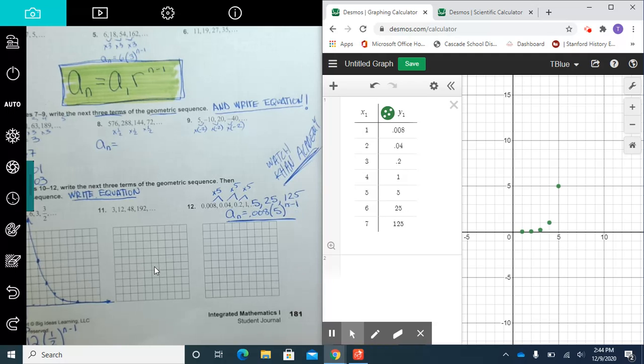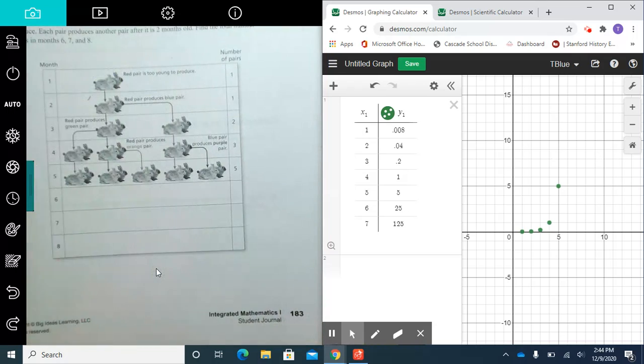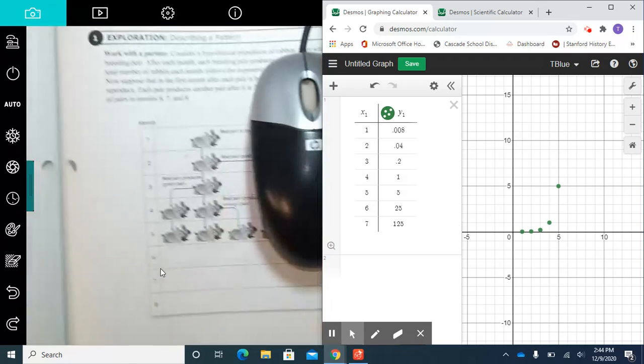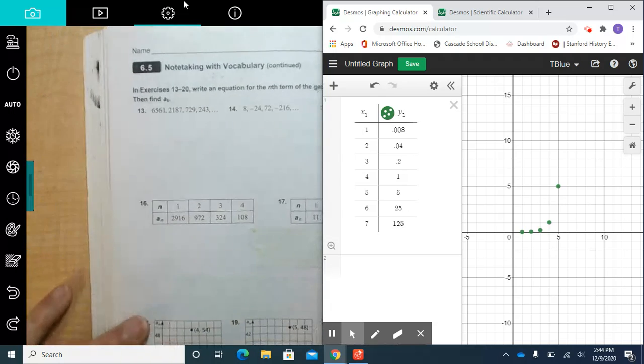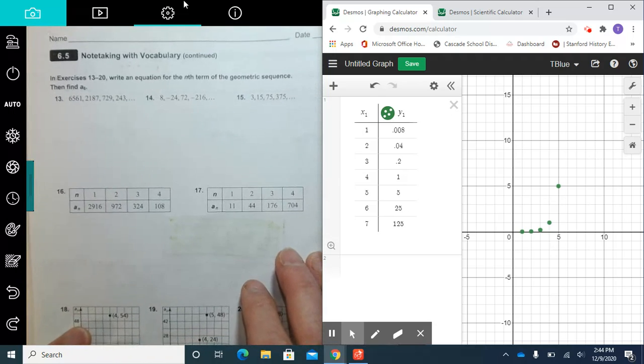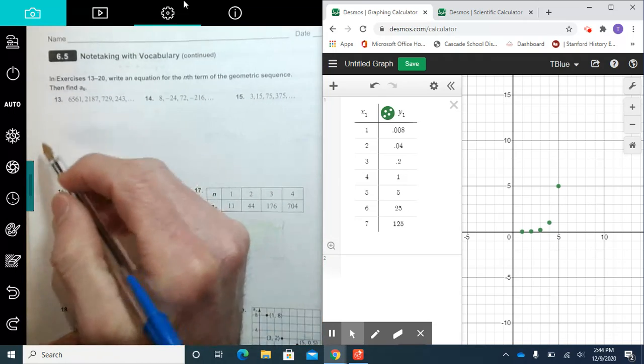Give number 11 a try, see how you do, and let's move on. And if you need help with them, give me a call. Ask me questions. Here we go.